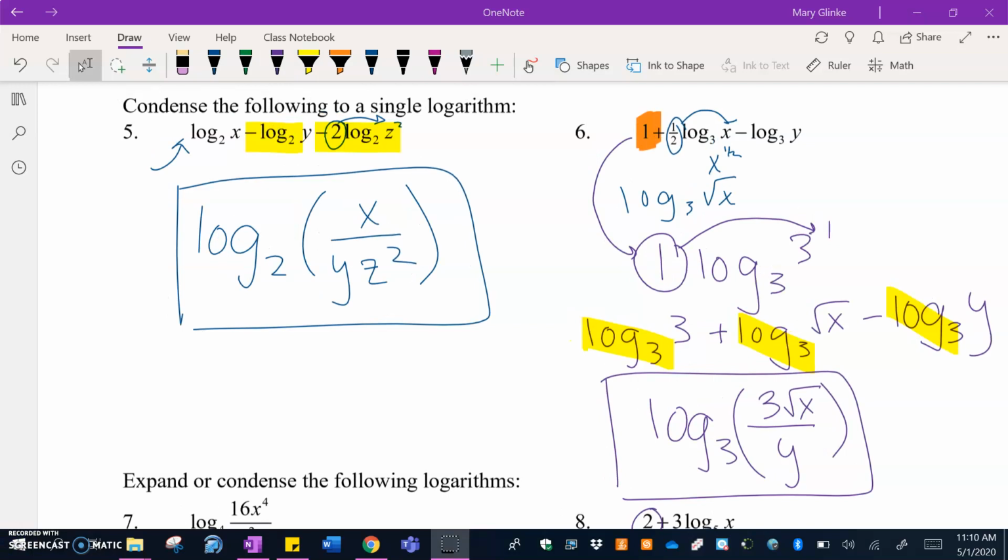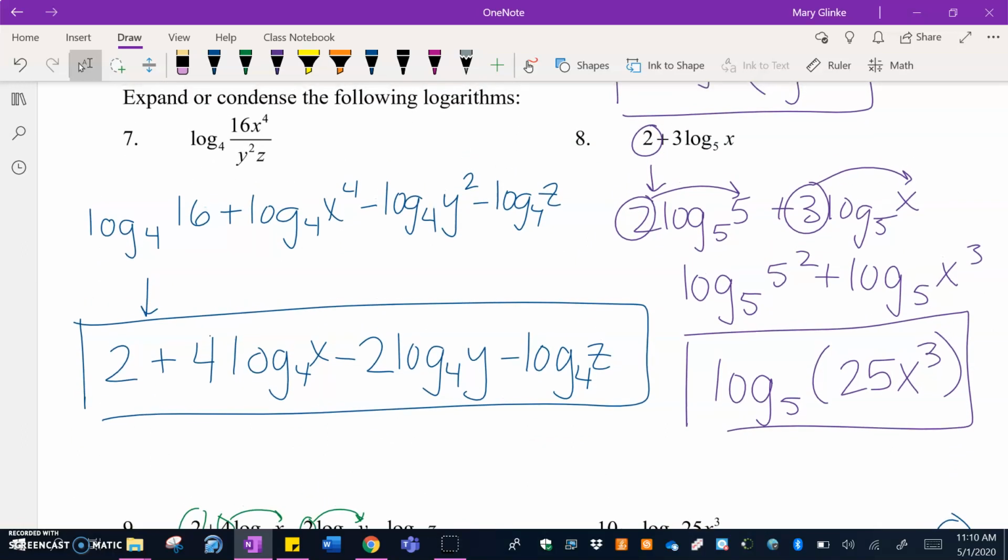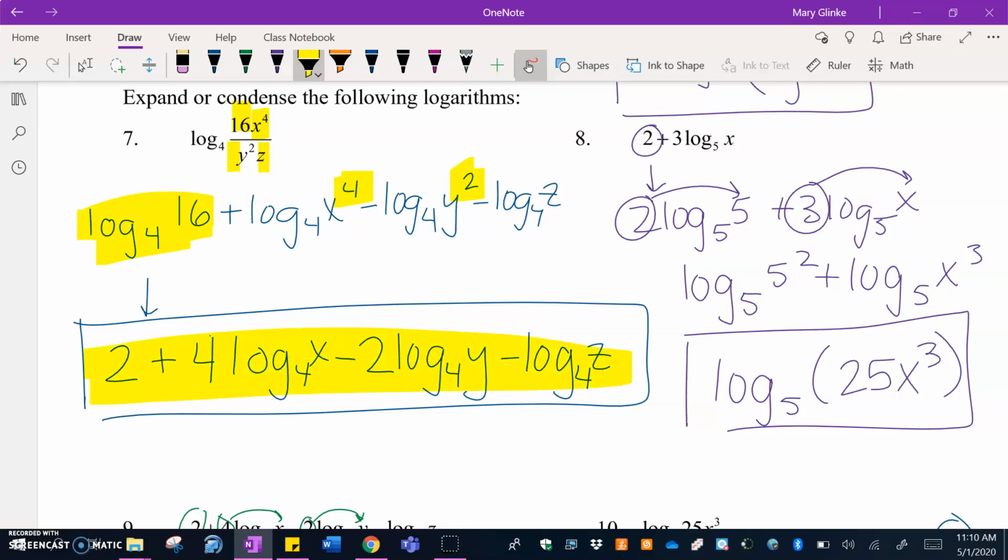Okay, so I'm going to ask you to actually pause the video now and try 7, 8, 9, and 10 below. So go ahead and pause it and try the examples below. Okay, now that you've tried these, here are the answers to them. So for number 7, there were 1, 2, 3, 4 different terms. So we had to write 4 different logarithms, and we had to evaluate anything that had numbers and bring down anything that had exponents. So we end up with this as our final answer.